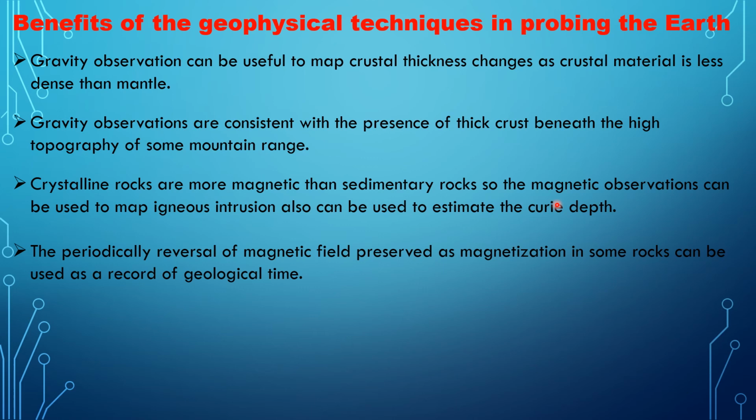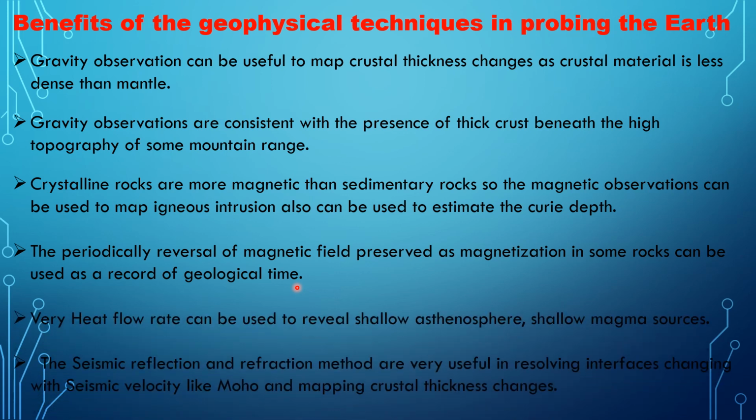The Earth's magnetic field also periodically reverses direction, and whenever a rock is formed, the information about the Earth's magnetic field is preserved as magnetization in some rocks. This is very useful to record the geological time scale. With magnetic observation, this is one of the most important phenomena, because we can record the geological time due to the periodic reversal of the magnetic field.